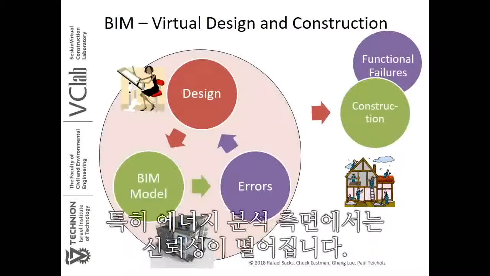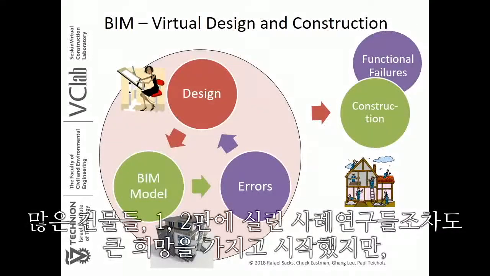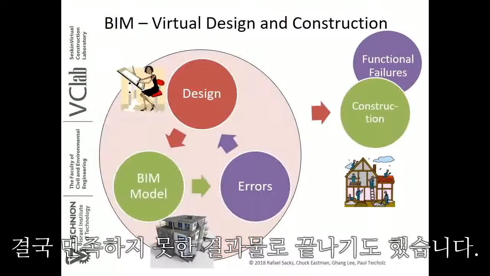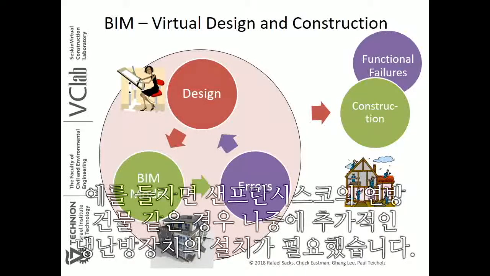Energy analyses in particular were found to be not entirely reliable. Many buildings, even some that were featured in the first and second editions case studies with great hopes, ended up disappointing and producing energy performance that was well below what they were predicted to do. And so, for example, in the San Francisco Federal Building, air conditioning had to be installed retroactively.